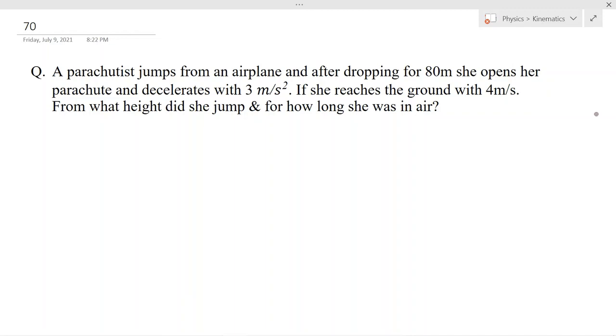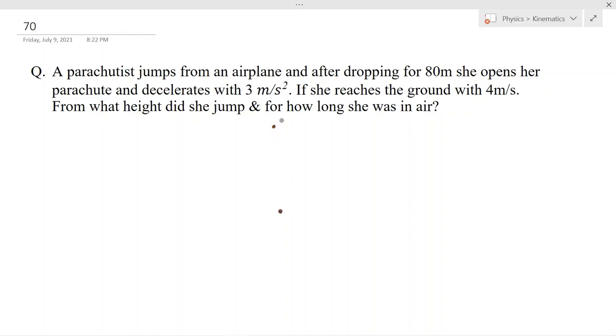So there are two aspects to this problem. One, when the parachutist is under a free fall, and another when the parachutist opens her parachute and falls with a deceleration of 3 meters per second square. So let's divide this problem in two parts. One, when she is under free fall.